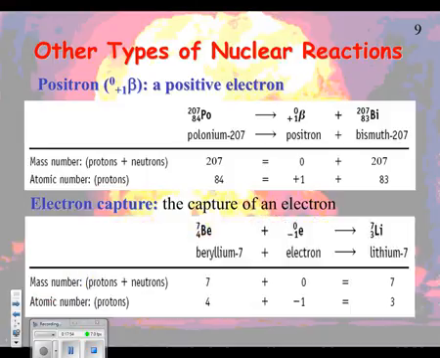Electron capture is another one. Now notice the capture or bombard, that's going to be on the reactant side. So instead of having it given off, I'm actually adding it. If it says capture or bombard, I'm going to add it to my reactant side to get my product. Same principles. The top on one side has to equal the top on the other side. Bottom on one side has to equal the bottom on the other side.